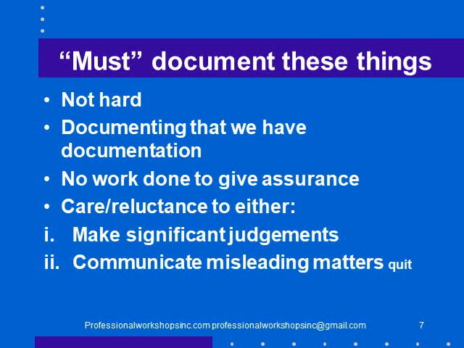And care and reluctance to either make a significant judgment or communicate misleading matters. Now, we've got to be careful on that. If we get the information from the client and we notice they haven't provided this with the allowance to full accounts like they always do, presumably you just phone them and say, hey, you forgot the allowance, and they go, oh, sorry about that, here it is. If there's something misleading and the client refuses to fix it, I think we quit, because there's just no way around it. If they're not going to fix it, we have no ability to qualify the compilation report. We just don't want to be involved anymore. We quit.